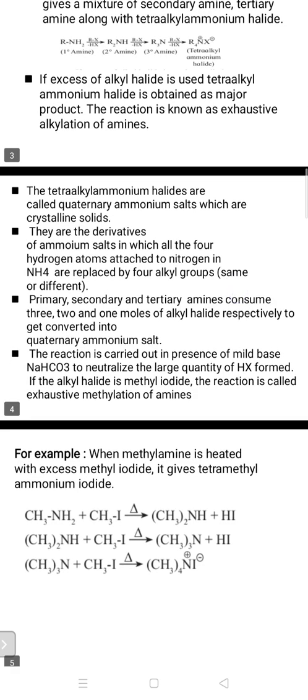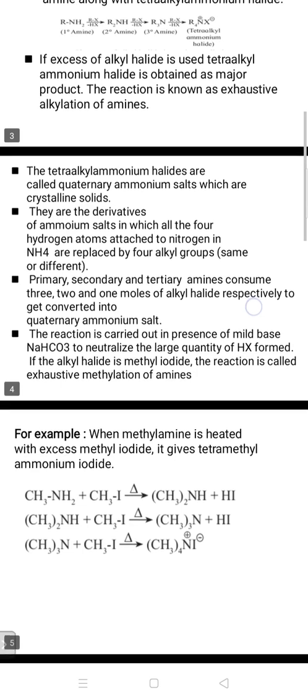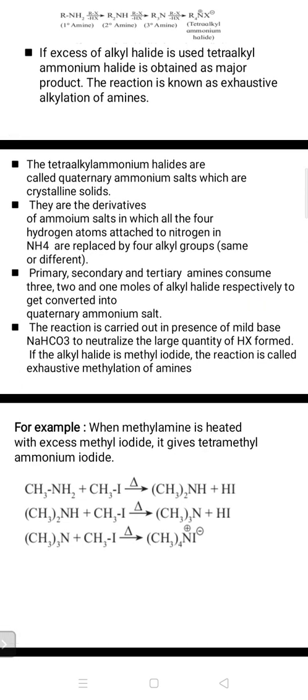Later on, we'll see the primary, secondary, and tertiary amines. They consume 3, 2, or only 1 mole of the alkyl halide respectively to get converted into the quaternary ammonium salt. Why are these numbers 3 to 1 used? Because if there are three replaceable hydrogen atoms on the amino group, then you can use three. For two hydrogens, you can use two alkyl halides, like that. And finally, we are getting what? Quaternary ammonium salt. In this exhaustive method, the final product is almost always the quaternary ammonium salt.